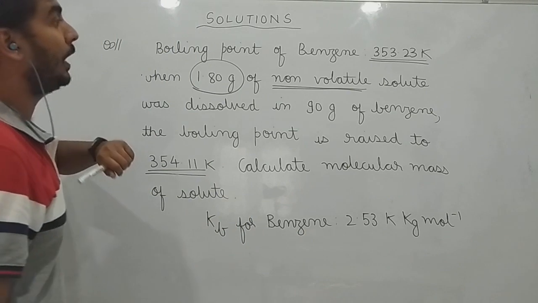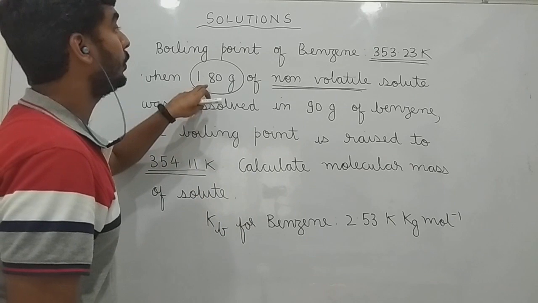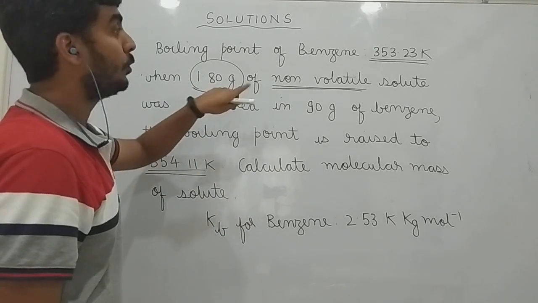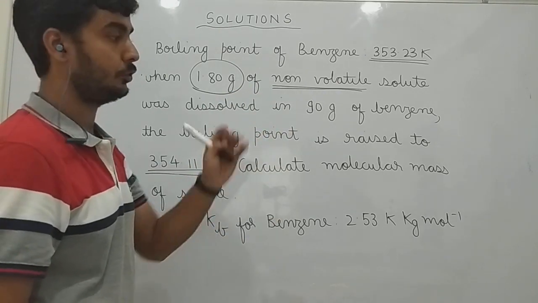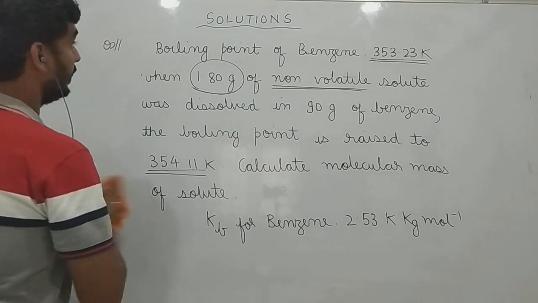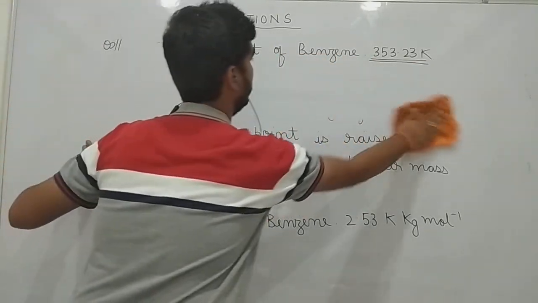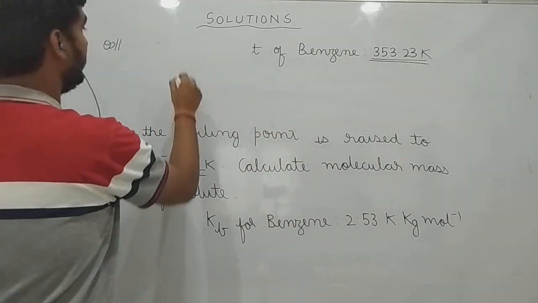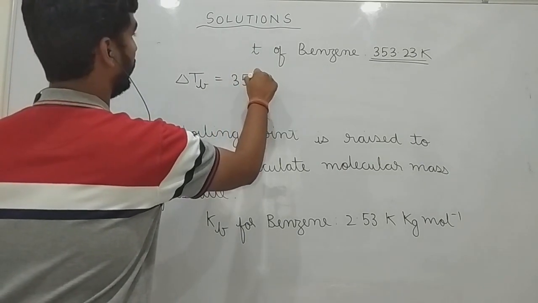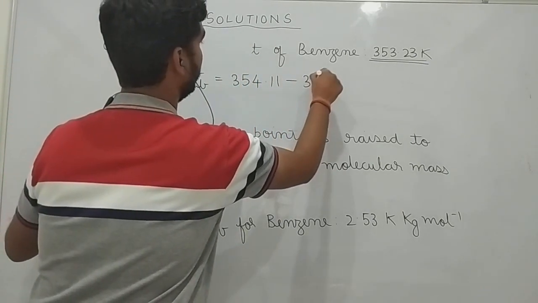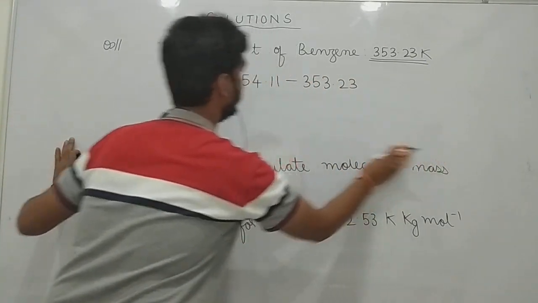For calculating molality of the solution, you should know number of moles of solute. You don't know number of moles of solute because you don't know the molecular mass. So using that formula only we can solve the question. So let us see. First of all, let us see delta TB. What will be the elevation in boiling point? Delta TB will be 354.11 minus 353.23.